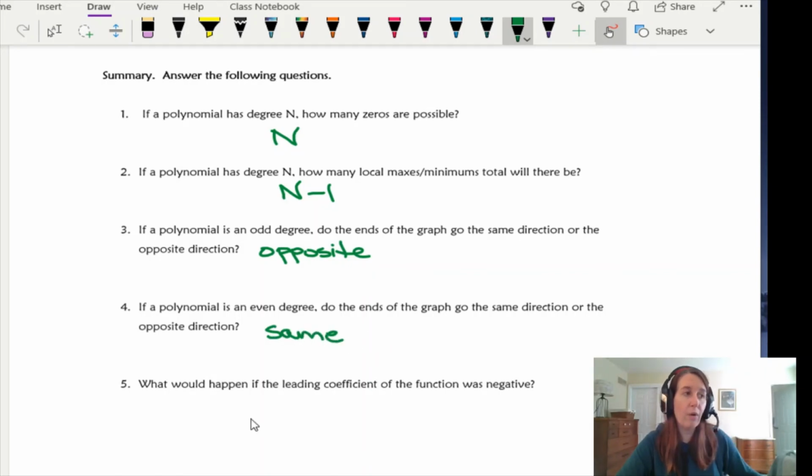And finally, what would happen if the leading coefficient of the function was negative? So what I wanted you to think about with that one was from transformations, right? So if you have a negative, that is going to be a vertical flip. So it's going to flip over the function. So vertical reflection.